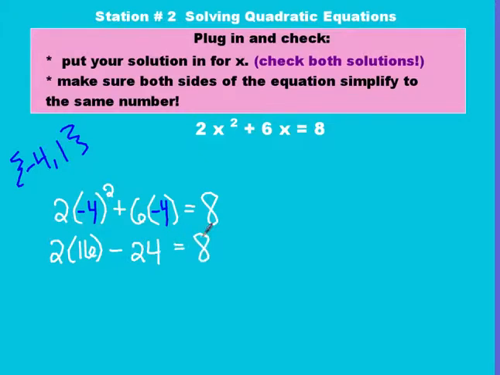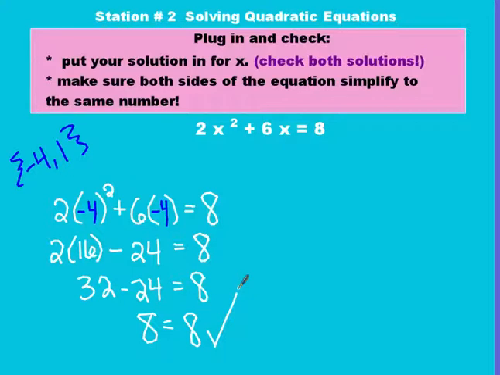So just doing it by hand here, it looks like 32 minus 24. Oh, that one checks out. We know negative 4 is indeed a solution. Now we have to check both, so we're going to have to check 1.